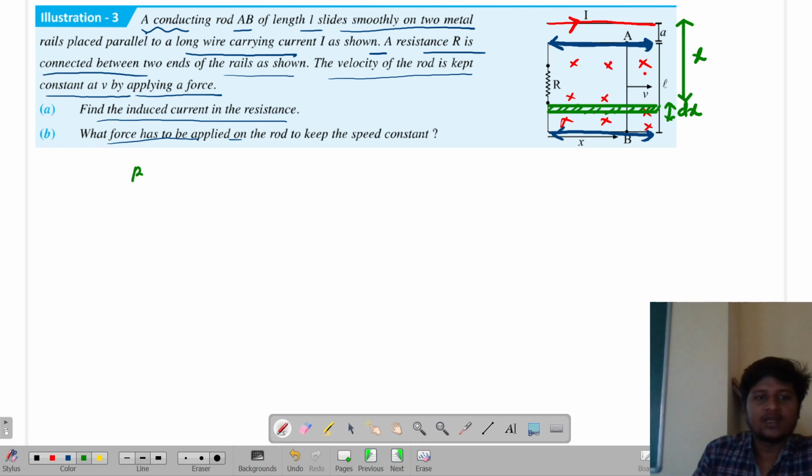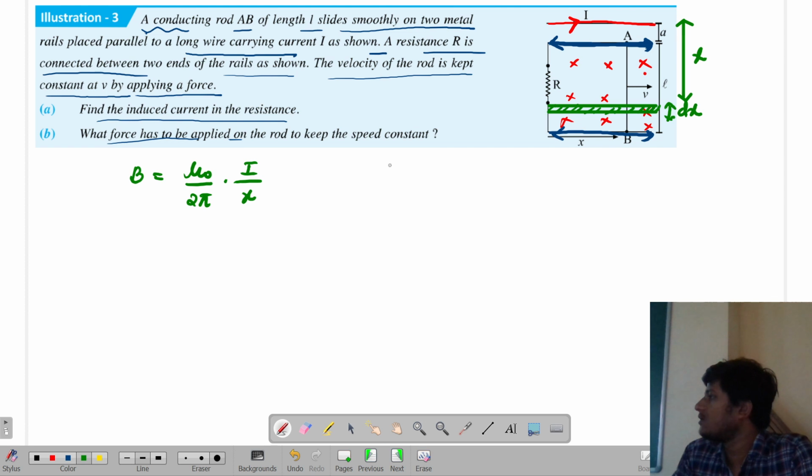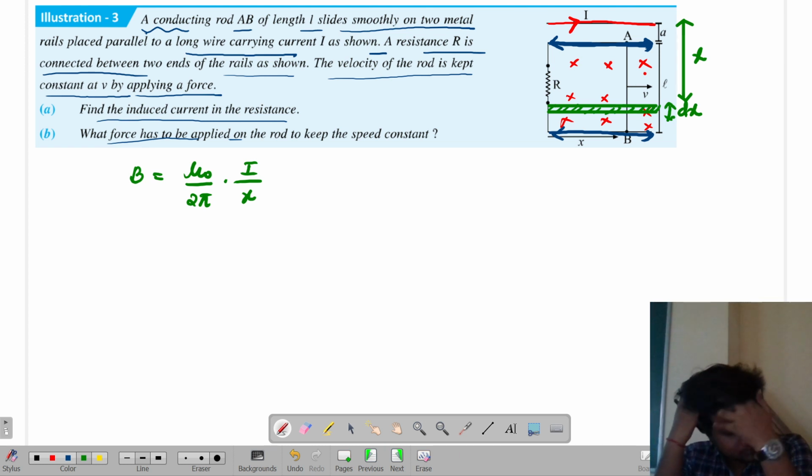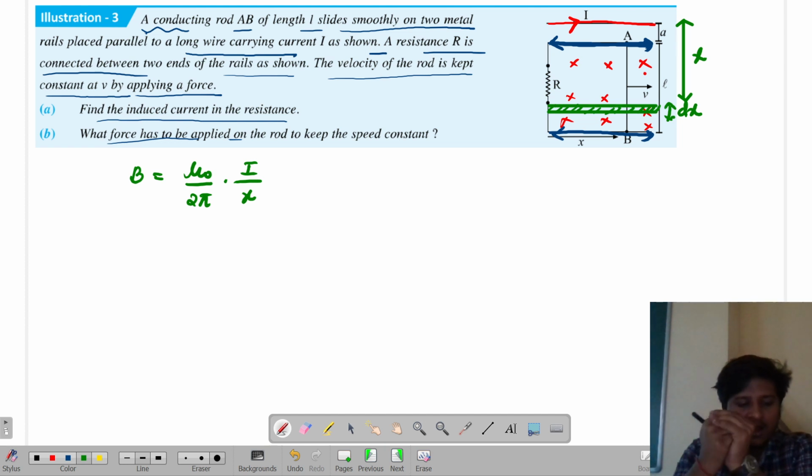To calculate the magnetic field, which is going to be how much? Mu naught I by 2 pi x. It will be mu naught I by 2 pi x. Now, based upon this, can you calculate the EMF? Do the EMF calculation now.